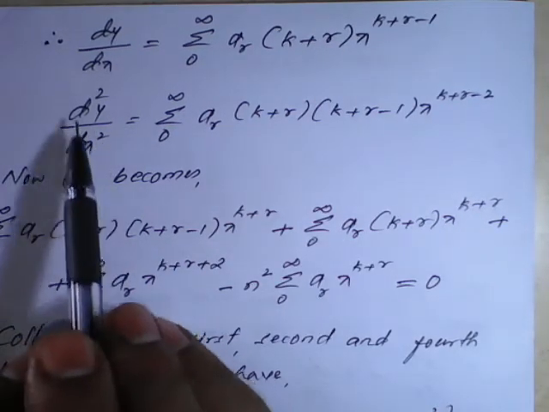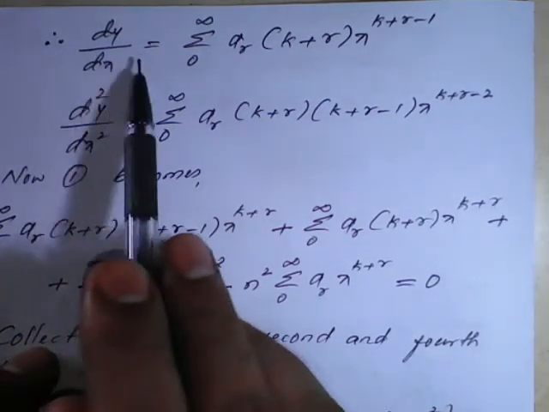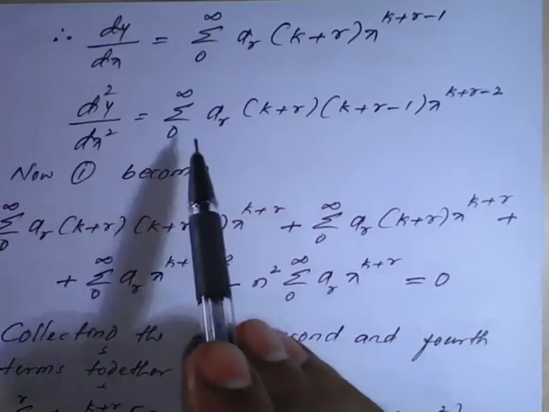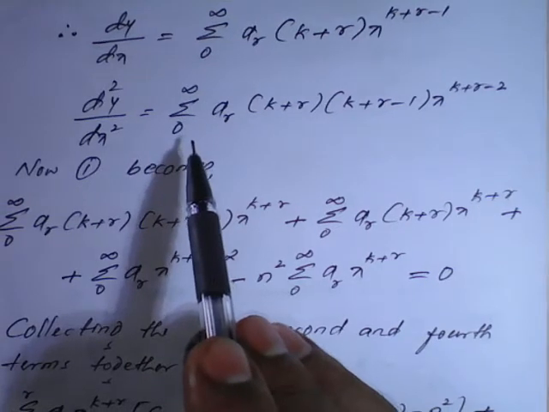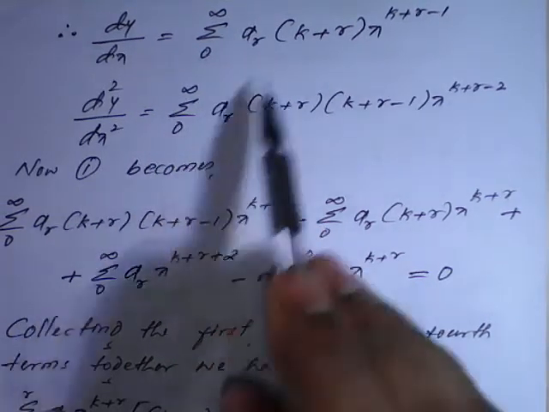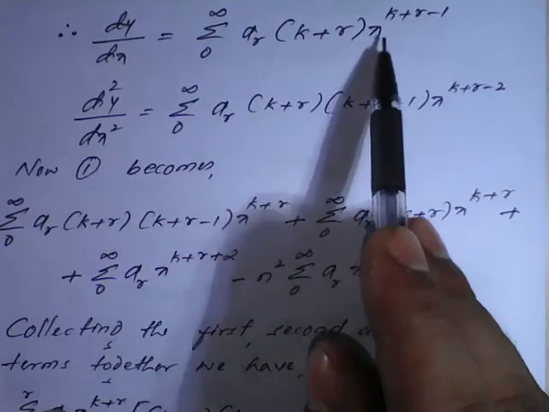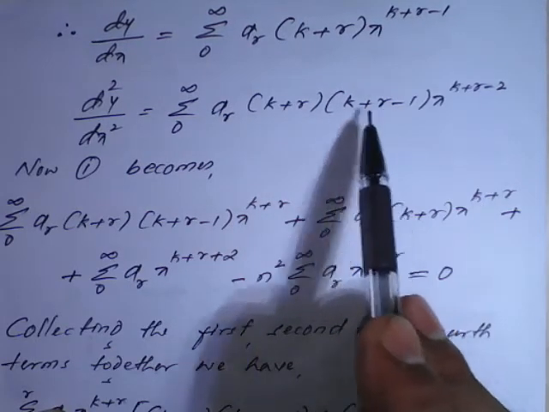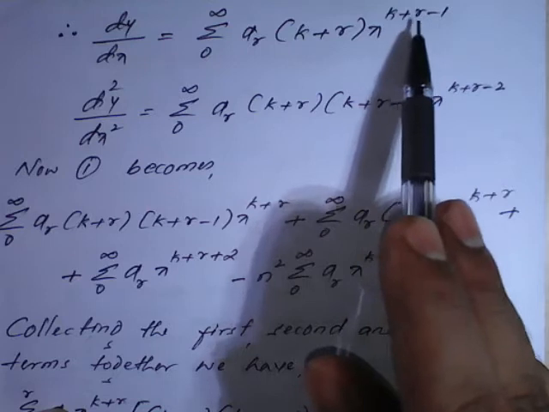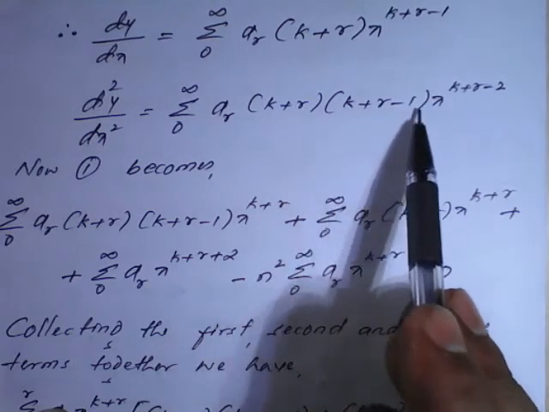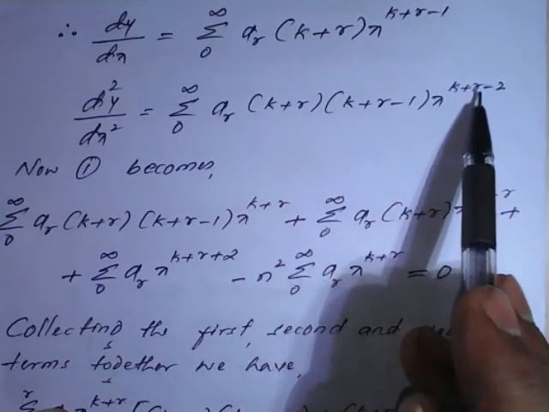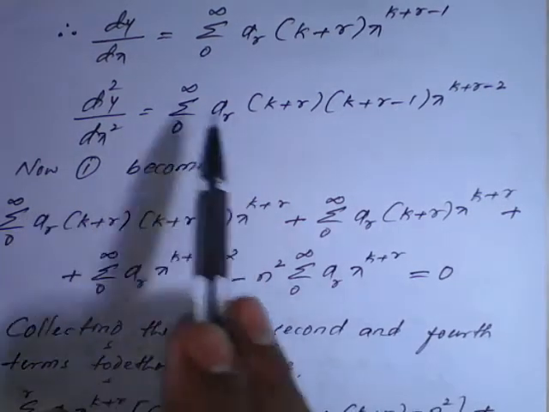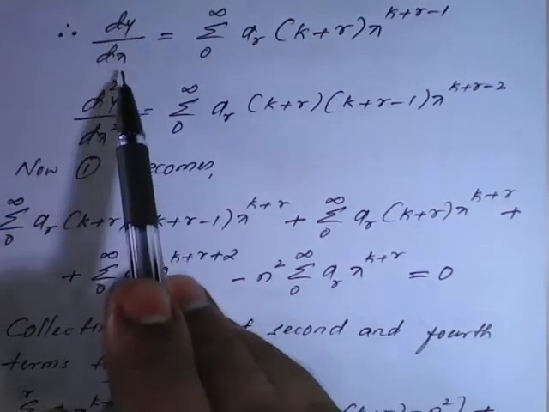One more differentiation: differentiate this once again. So d squared y upon dx squared is equal to summation 0 to infinity of a r as it is, k plus r as it is, and the differentiation of x raised to k plus r minus 1 becomes k plus r minus 1 into x raised to k plus r minus 2.